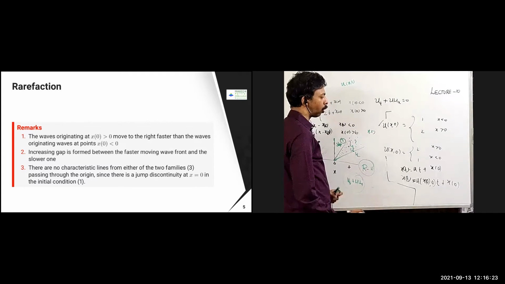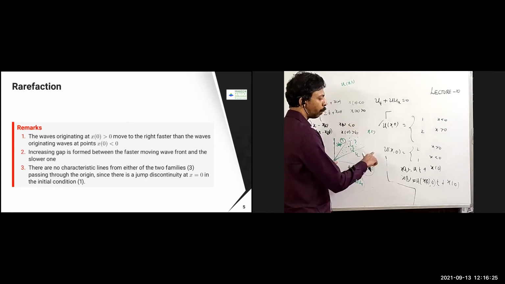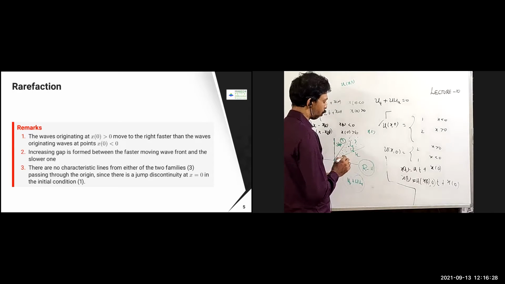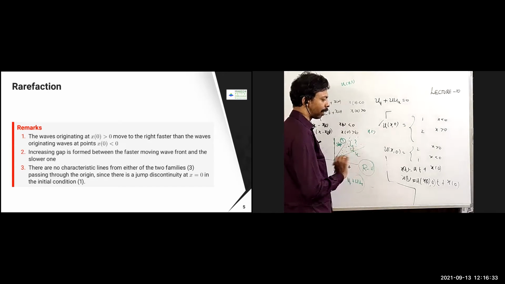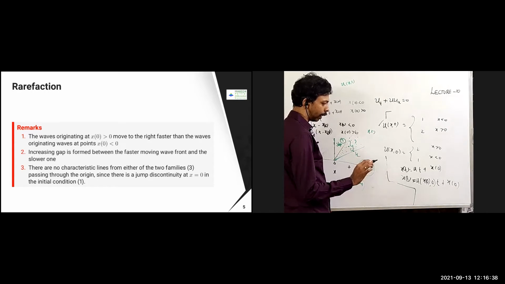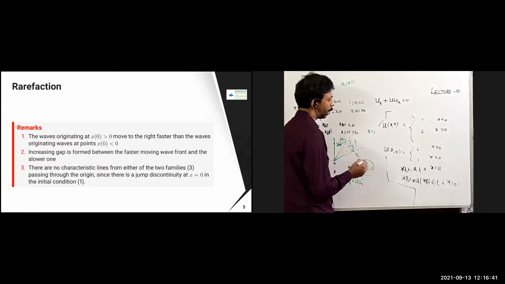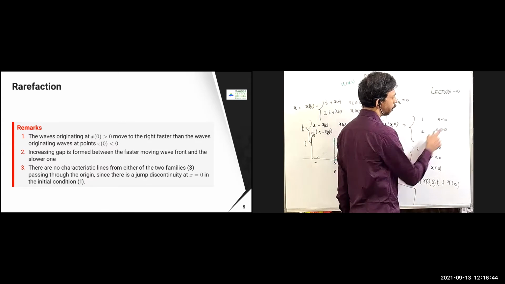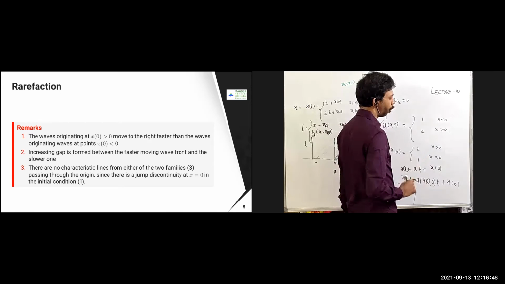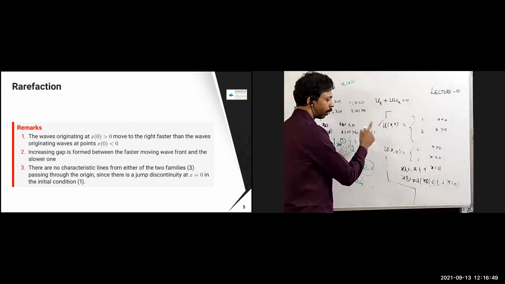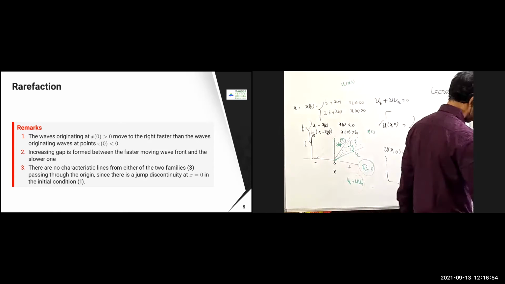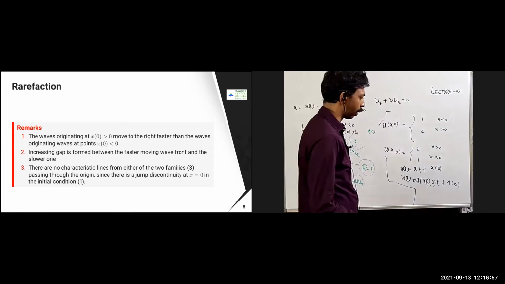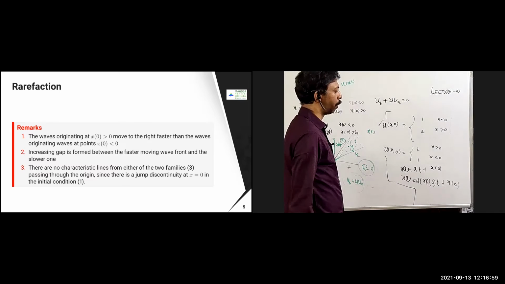If you have a gap, the right one will be moving much faster and the left one will be moving much slower. That means in between, there are no characteristic lines passing through this origin. Why is this happening? Because we have a discontinuity here, a jump discontinuity at x equal to 0. Due to that, this is going to happen. This is the problem which occurs in nature, especially in the atmosphere, etc. So this is one set of equations.